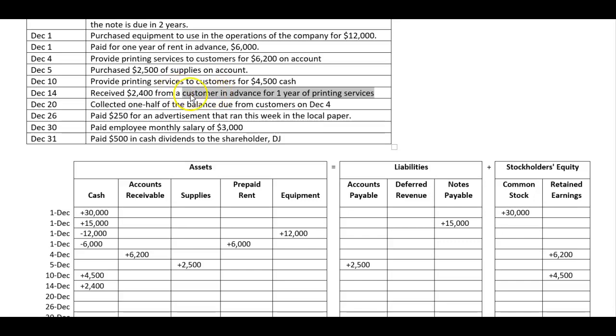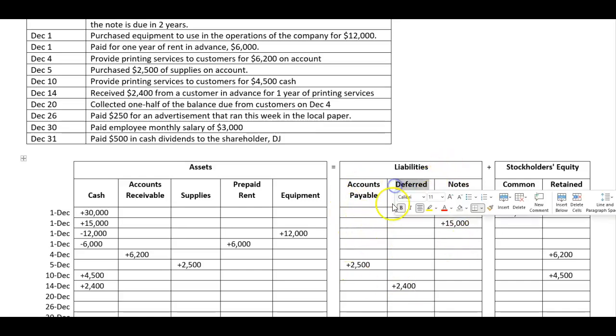So that says we owe something. We owe them a service. So that would be deferred revenue. So we're going to go in and say, hey, we owe our customer a future service. So that's a liability. It's not an accounts payable. We don't have to pay them cash. We didn't sign a note.